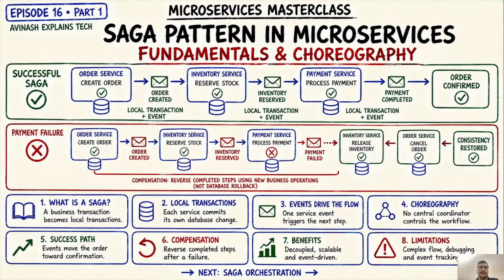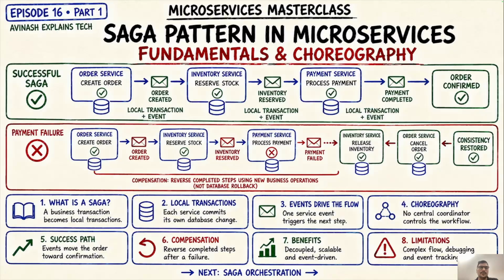Benefits of saga choreography. Saga choreography offers several benefits. First one is loose coupling: services communicate using events rather than direct workflow commands. No central coordinator: there is no single orchestration service controlling every step. Independent services: every service owns its data and business logic.